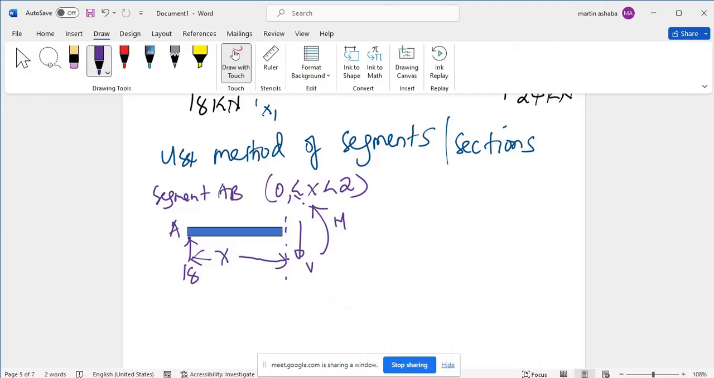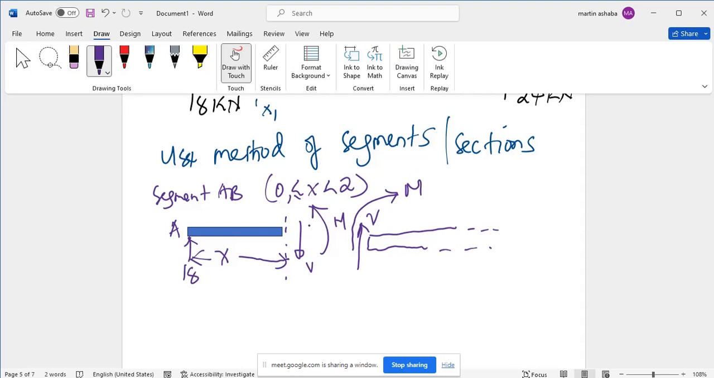So we say that we have a segment AB of 0 less than or equal to x less than or equal to 2. We have said our shear force is going to face down. If it is facing down, then the bending moment goes like that, because we are trying to find a way of counteracting the effect of this shear force. Likewise, on the other side of the beam, our shear force is facing the opposite direction. Also, the bending moment is going to face the opposite direction.